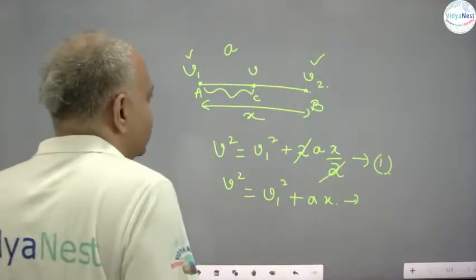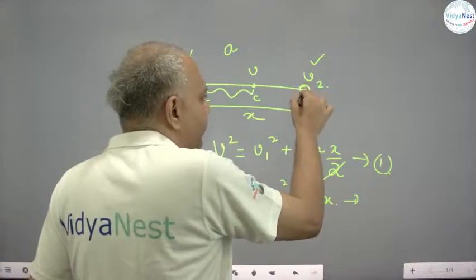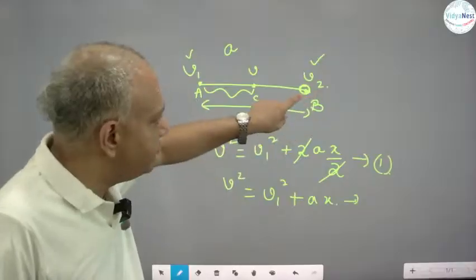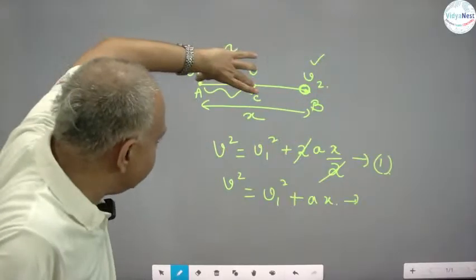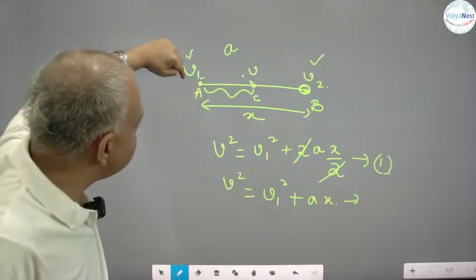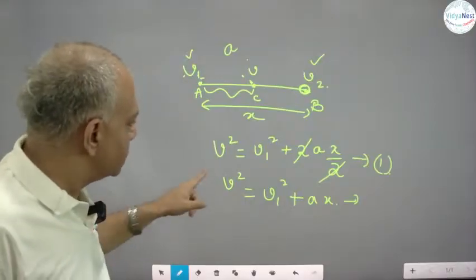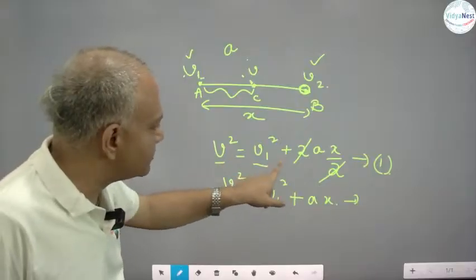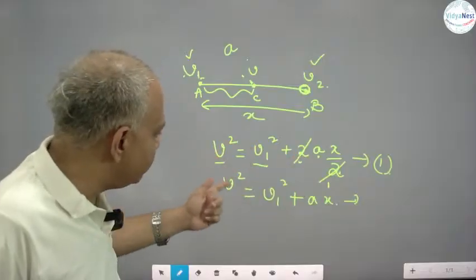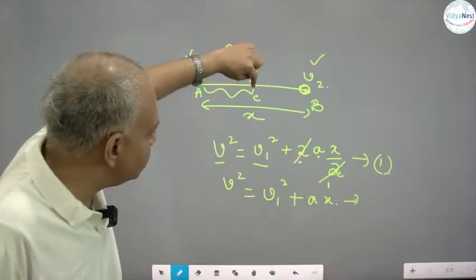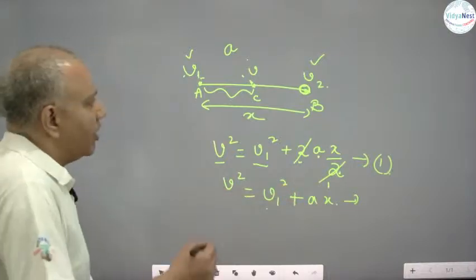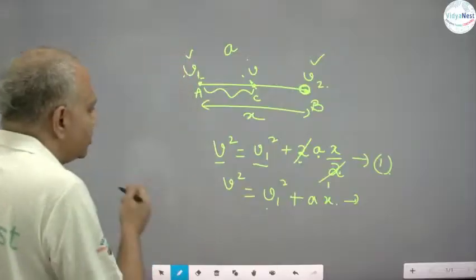Now the second equation. In the region A to C, v1 is the initial velocity and v is the final velocity. Final velocity square is equal to initial velocity square plus 2 into acceleration into displacement. The 2 cancels out, so v square is equal to v1 square plus ax. Now for the region C to B, what is the final velocity?